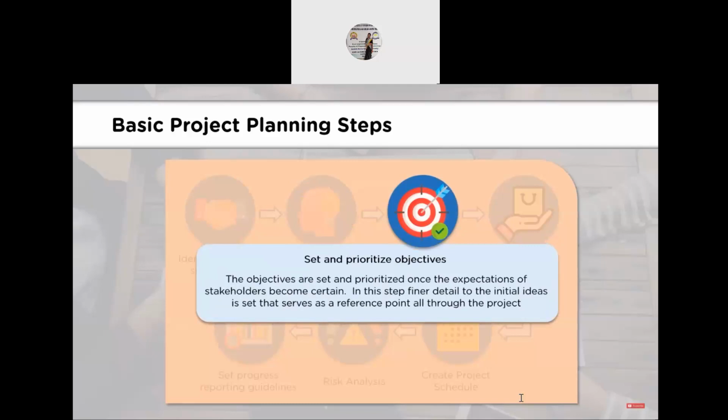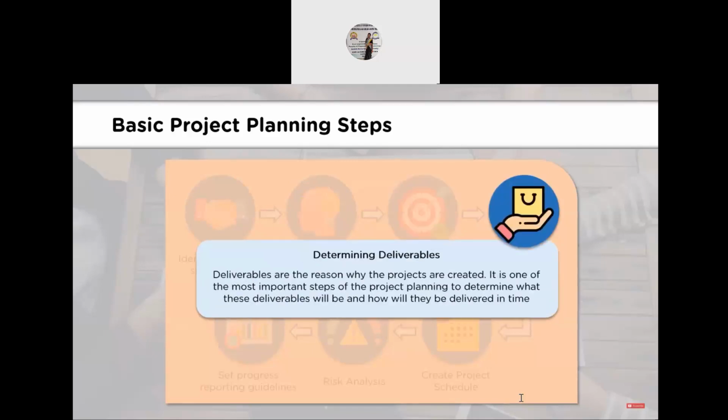After we have defined the project scope, it is time to set project objectives and prioritize them. The initial ideas that were there before are now elaborated, and final steps to complete the project are defined. In the next step, the deliverables are determined. After all, project deliverables are the only reason why the project is being created. This step involves finding out what these deliverables will be and the deadlines of their delivery.